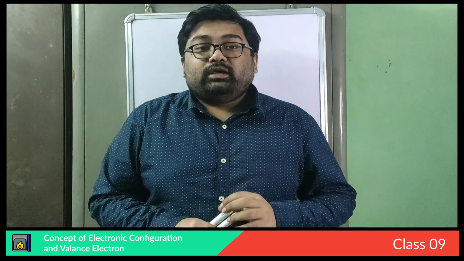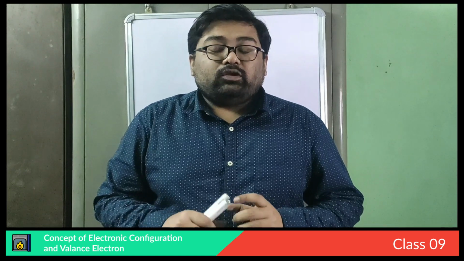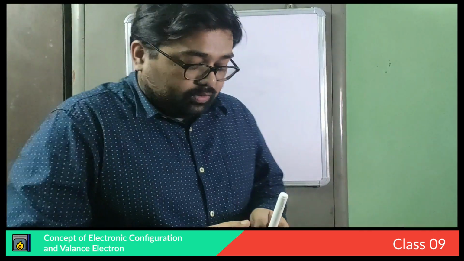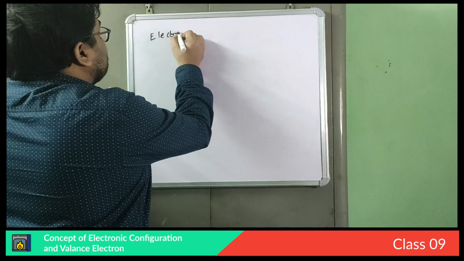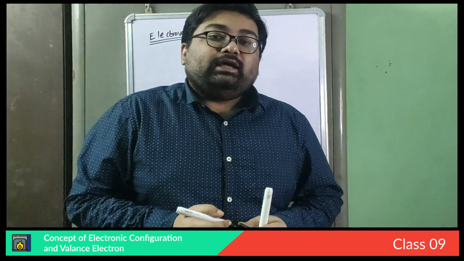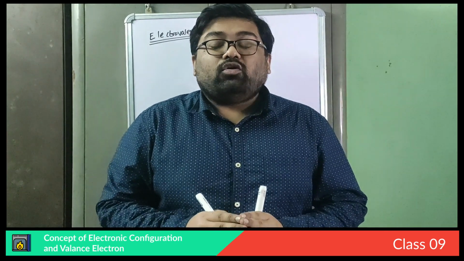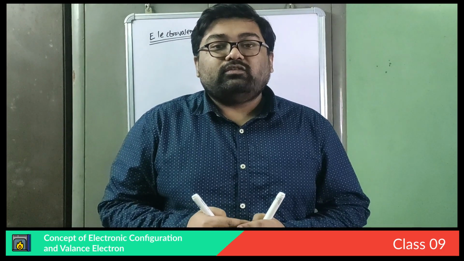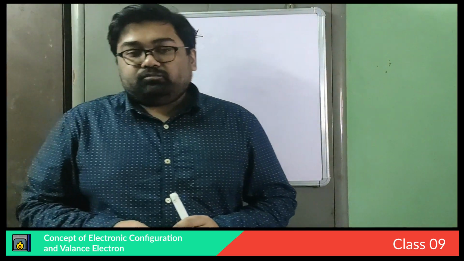So, what is valency? Valency of an element is the combining capacity, that is, the electrons that will combine with another element in order to attain the nearest inert gas shell configuration, right? Now, there are 2 types of valency. One is electrovalency. In case of electrovalency, an atom loses or gains electrons in order to attain its nearest inert gas shell configuration. That is called electrovalency, right?